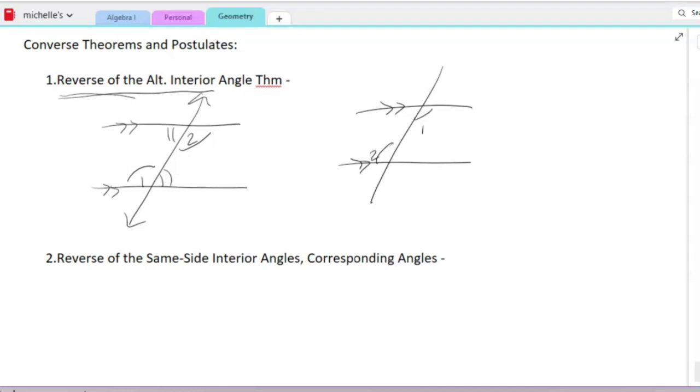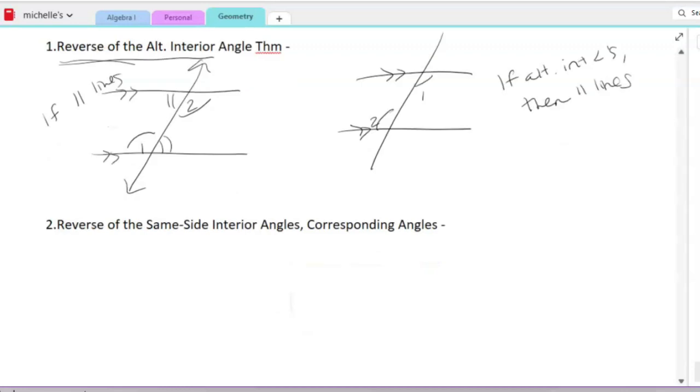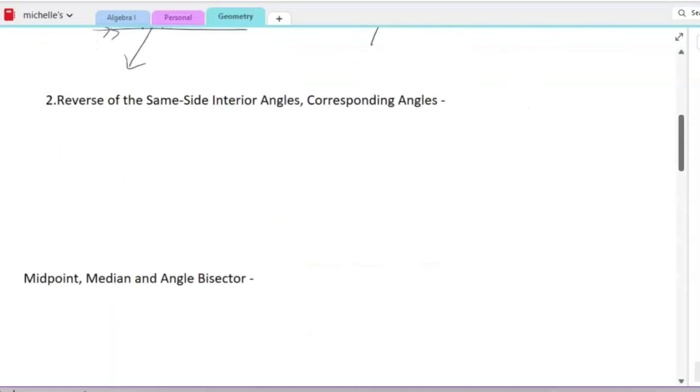So first we have, if we have parallel lines, then alternate interior angles. This one says if alternate interior angles, then parallel lines. Okay, so we can go both ways with this one. Similarly, we can do the same thing with same side interior and corresponding.